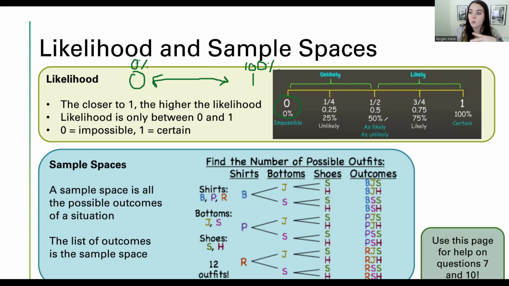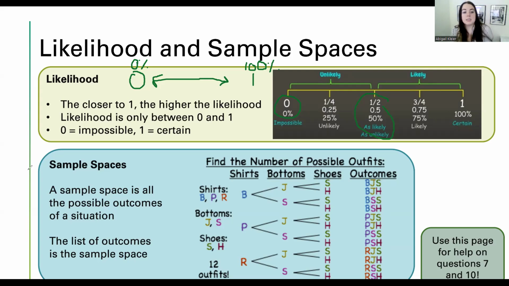An example of that would be flipping a coin. When you flip a coin, you have a 50-50 chance of landing on heads or tails. That is an equally as likely to happen scenario. So that's just a review of your likelihood. Again, if it cannot happen, then it is impossible. If it has a likelihood of 1 or 100%, it will absolutely happen.